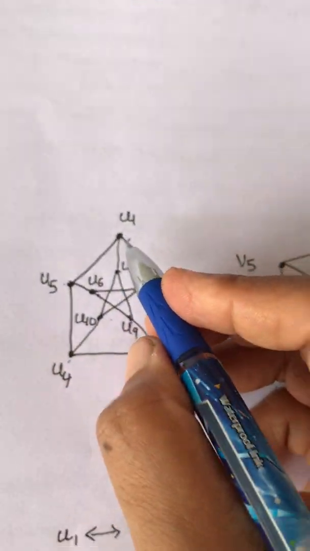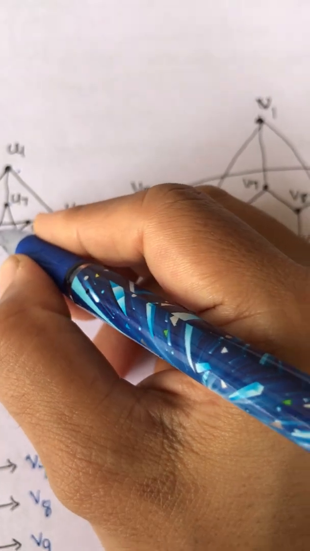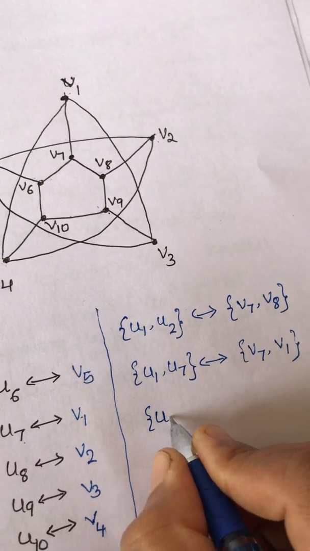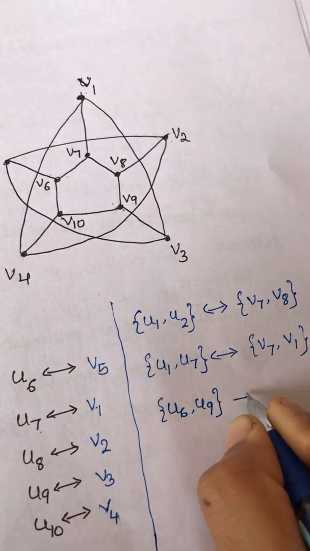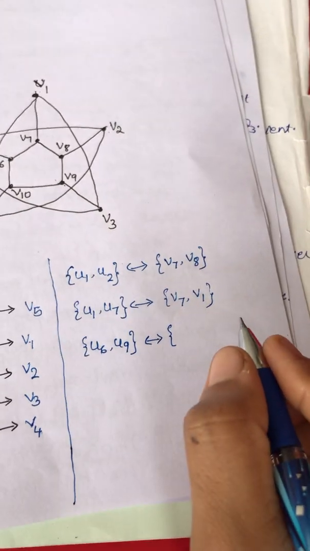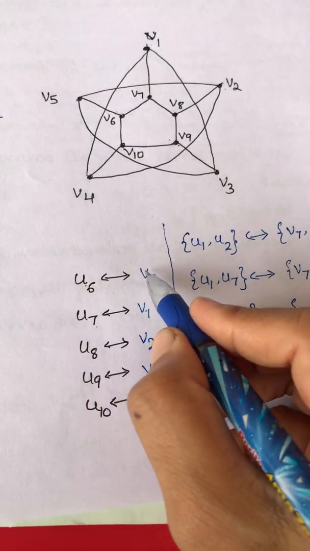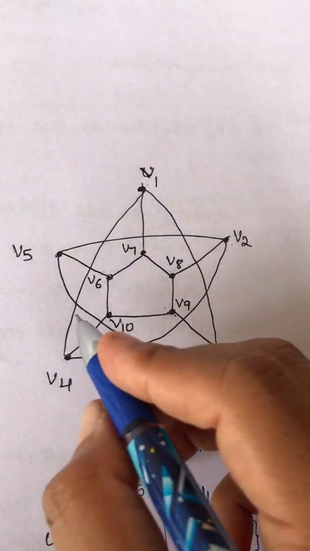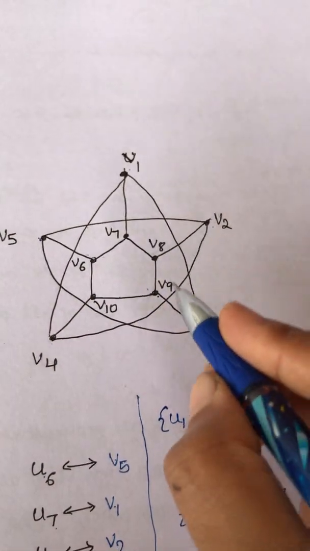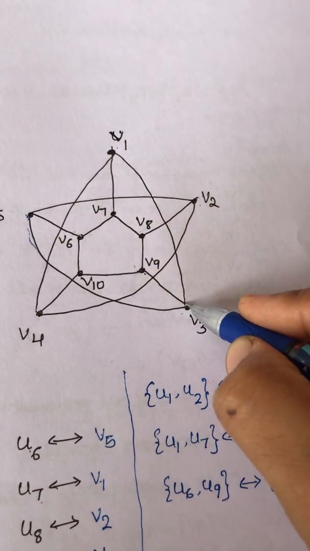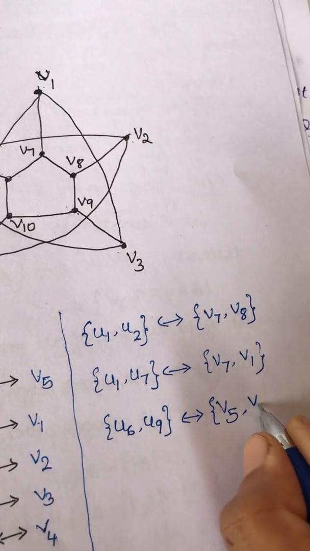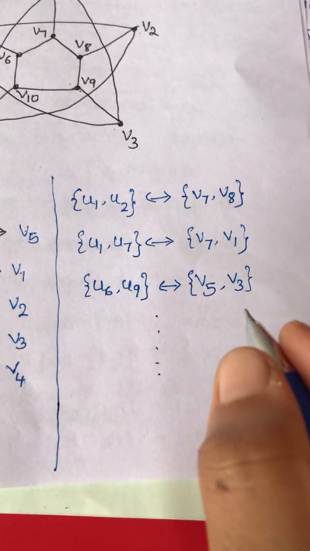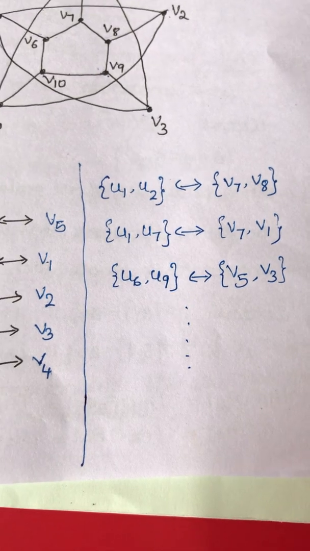Then what is the next one? Suppose I take, randomly I am taking, you have to write it for all the 15 edges. Suppose I take U6 U9. If your mapping between vertices is wrong, this edge mapping will go wrong. U6 U9. U6 is V5. U9 is V3. So V5 V3. Where is V5 V3 here? Okay, so V5 V3, there is an edge. So you have to write this for all 15 edges. So these two graphs are isomorphic.